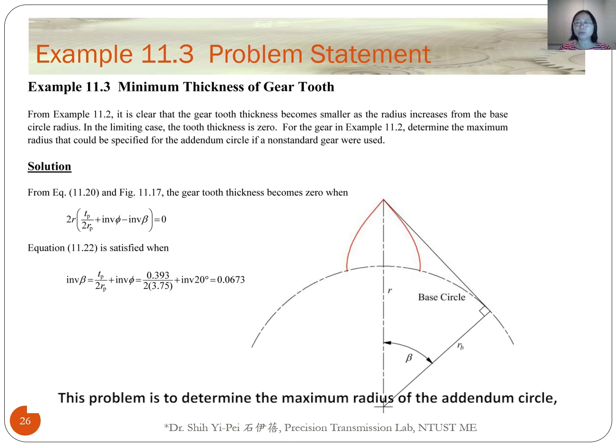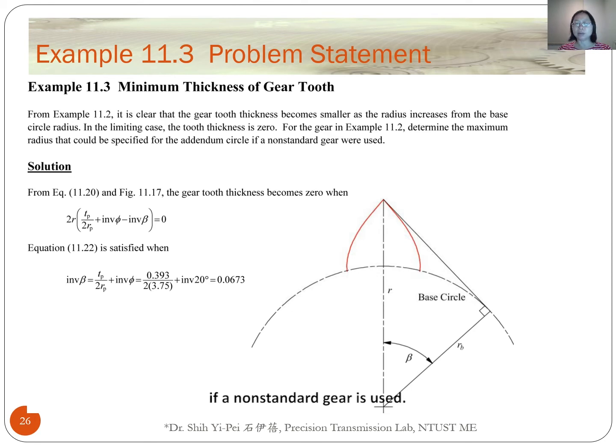This problem is to determine the maximum radius of an addendum circle if a non-standard gear is used. From the last example, 11.2, the gear tooth thickness becomes smaller as the radius increases from the base circle. We can use the condition that the gear tooth thickness becomes 0 to determine the maximum radius of the addendum circle. From equation 10.20 for the tooth thickness, we have this relation like this.